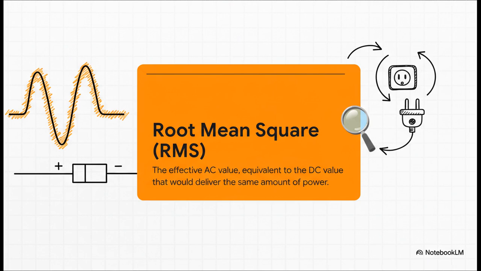And this is the standard. It's how we all talk about AC voltage. So when you hear someone say 230 volts in India or 120 volts in the US, what they're really talking about is the RMS value. It's the DC equivalent in terms of pure power.